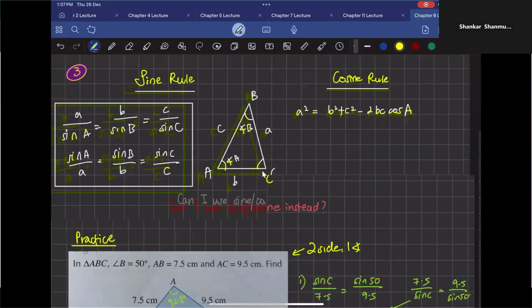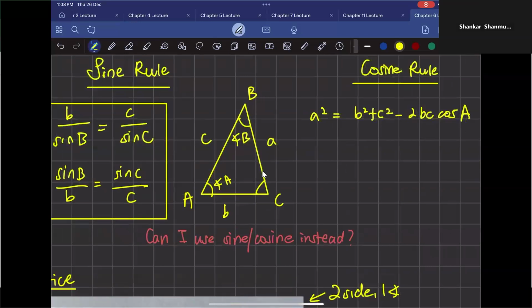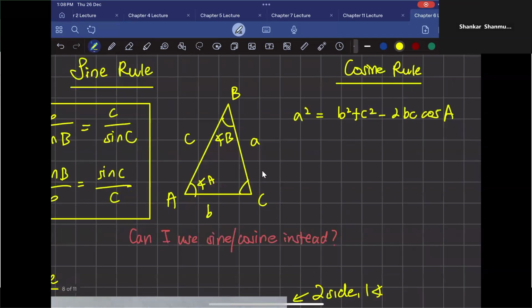Again, you can manipulate it. It's very similar to your area formula, area of triangle. So if you see, your a square here is actually equal to your other two sides, b square plus c square, minus 2bc cos A. So minus 2bc and then the angle in between b and c, which is your angle A. Okay?